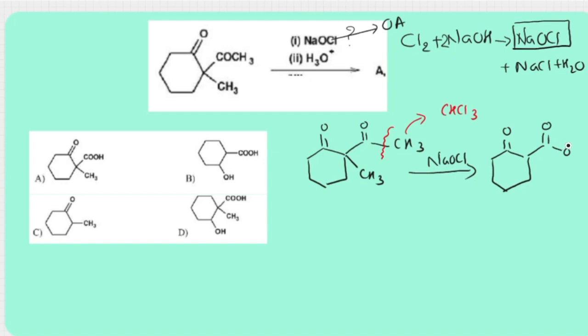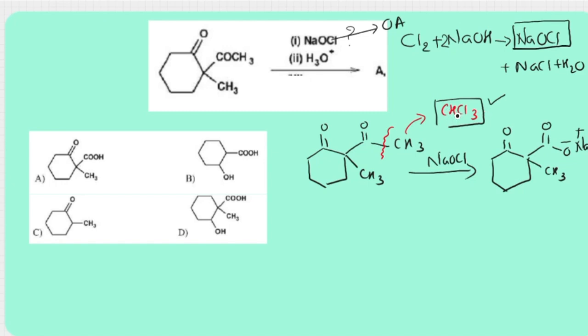This is going to form the salt of the acid. So what salt? Since there is a sodium, it's going to form the sodium salt of the acid. This methyl will be as it is. Students, remember here, if you use sodium hypochlorite, you are going to get chloroform as a byproduct. If you use bromine, bromoform. If you use iodine, it's going to form the iodoform.